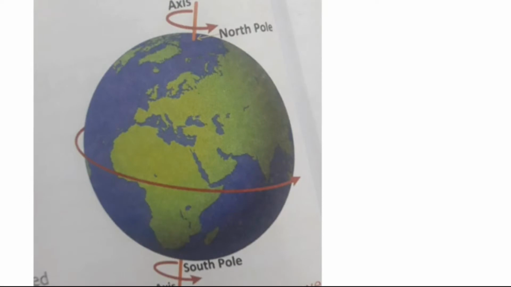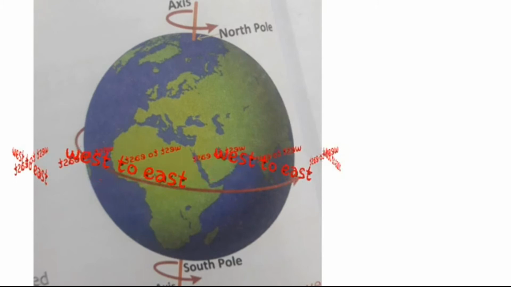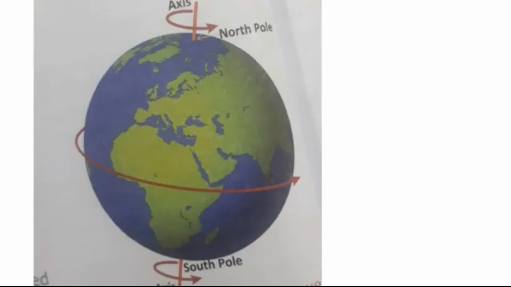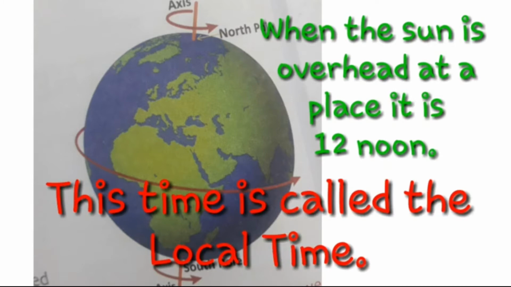We all know that Earth rotates on its axis from west to east, and our Earth has 360 longitudes. Time is measured on the basis of overhead sun. When the sun is overhead at a place, it is 12 noon. This time is called the local time.